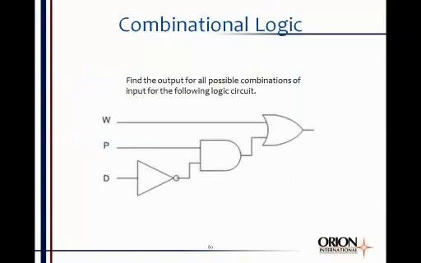Now, I thought we'd work through a little combinational logic circuit example here. We have 3 inputs, a W, a P, and a D. We've also got 3 gates. We've got this inverter gate right here, the NOT gate, an AND gate, and an OR gate, and they're stacked together in order to produce an output out here at the final end. What we need to do is find out what this output is in terms of all the possible combinations of inputs. So we're going to work through this circuit one step at a time.